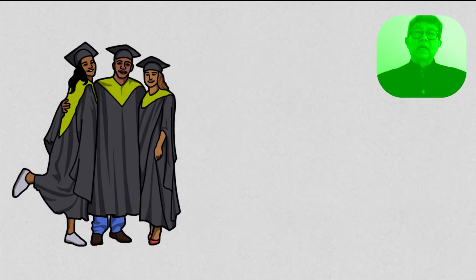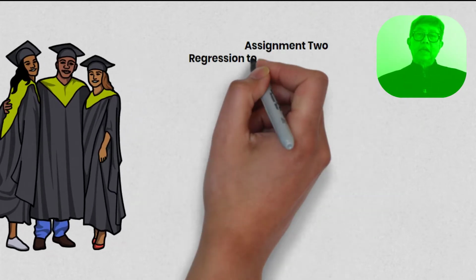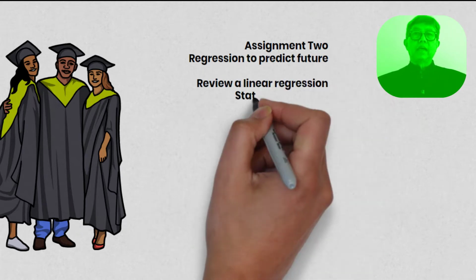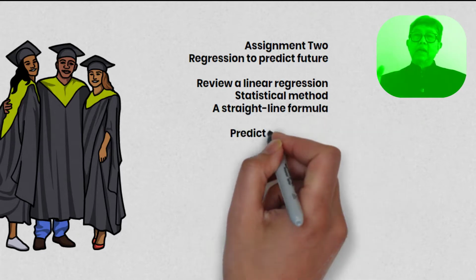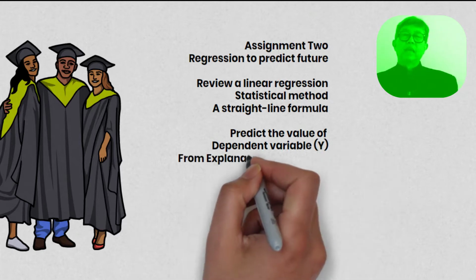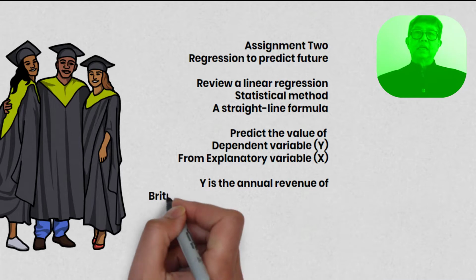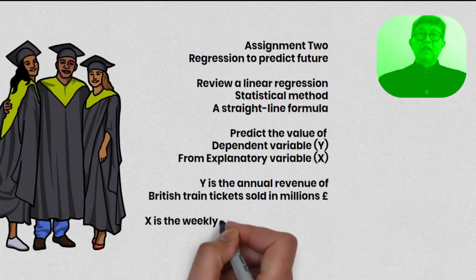Today I will be discussing assignment 2. Remember, all assignments employ the concept of simple or multiple regressions or econometrics to predict, to forecast future events. Let us review simple linear regressions because many of you ask, what is simple regression?